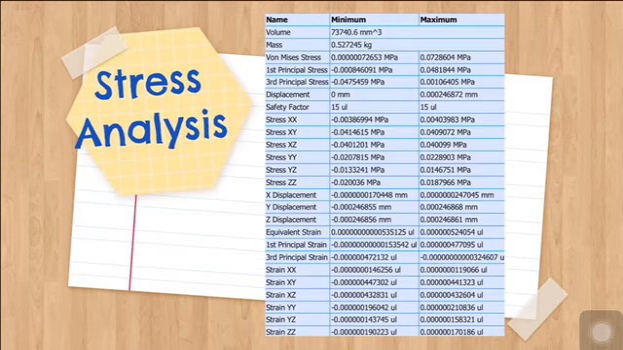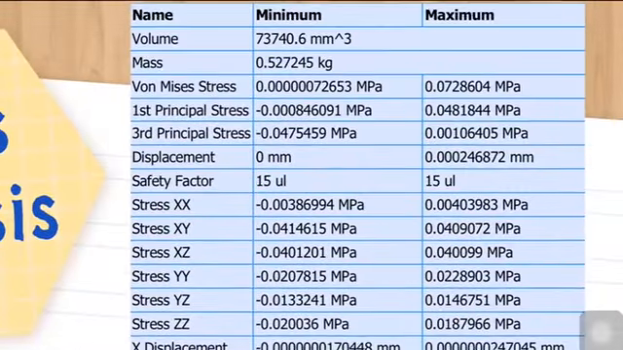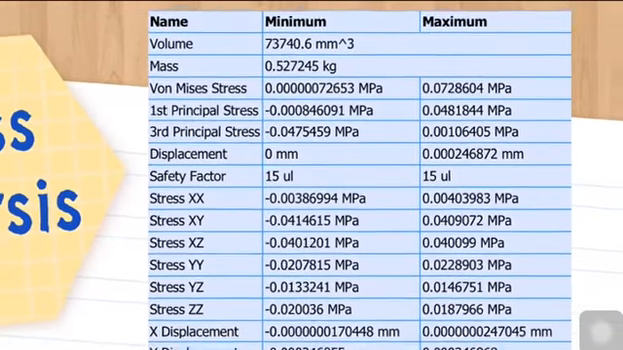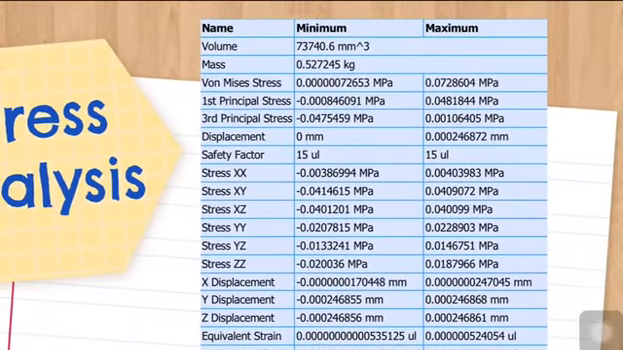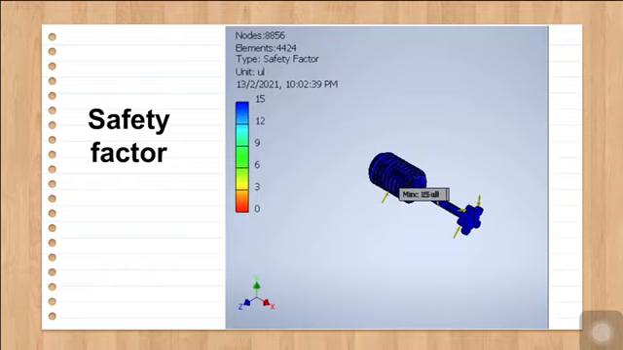When we have done with our 2D drawings, we come up with our stress analysis. Then by having a look, we can see that our safety factor is 15. The mean is 15 and the maximum is also 15. So this is our safety factor. Thank you.